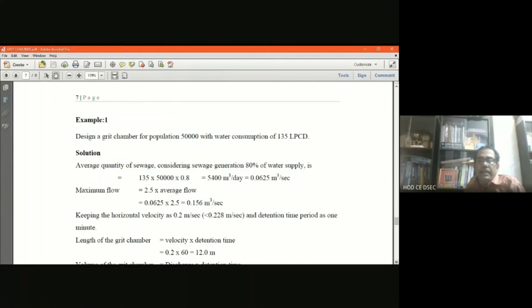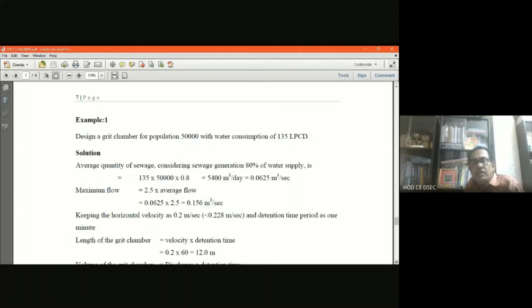And we have studied that the average wastewater flow generated is 75 to 80% of the water supply. That is on an average we have seen. So if you multiply the water supply with 0.8, that means taking 80%, you will get the wastewater flow of 5,400 meter cube per day. Ultimately this converts to 0.0625 meter cube per second.